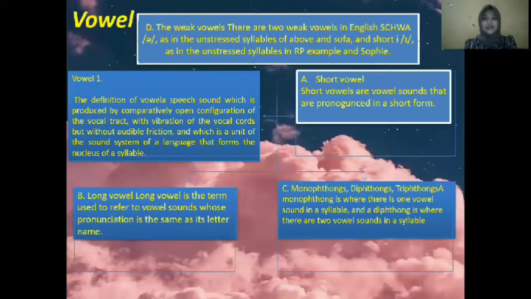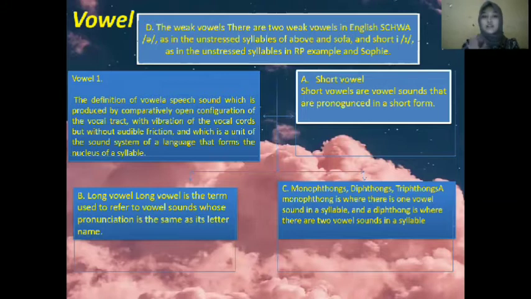So, what is vowel? The definition of vowel: a speech sound which is produced by a comparatively open configuration of the vocal tract with vibrations of the vocal cords, but without audible friction, and which is a unit of the sound system of language that forms the nucleus of a syllable. The vowels offer the greatest problem, so we will start there. The vowel system of English is relatively large. Latin had 5 vowels. Hence, the 5 vowel letters in our Roman alphabet, a modern form of Latin.